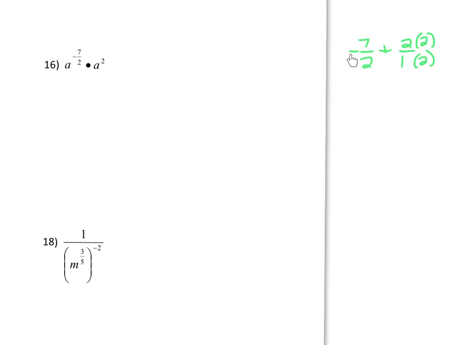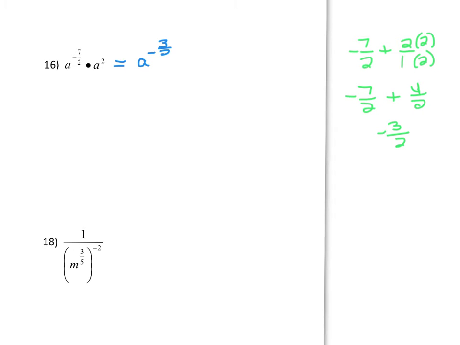Okay, so we have negative 7 over 2 plus, this is really 4 over 2. So negative 7 over 2 plus 4 over 2. Well, negative 7 plus 4 is negative 3. So you basically add the tops and you keep the bottom. It gives you negative 3/2. Okay, so let's come back over here. So we could rewrite this as a to the negative 3/2 power.